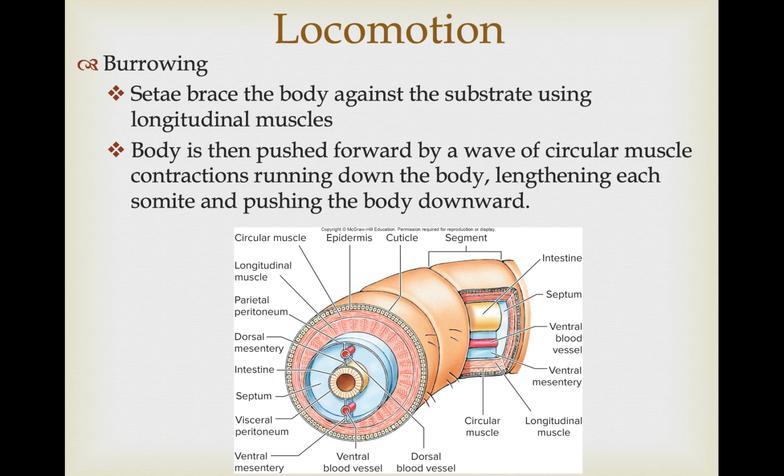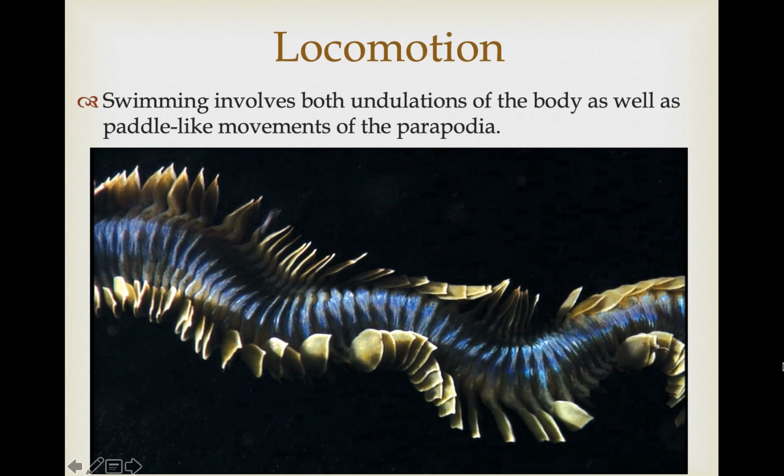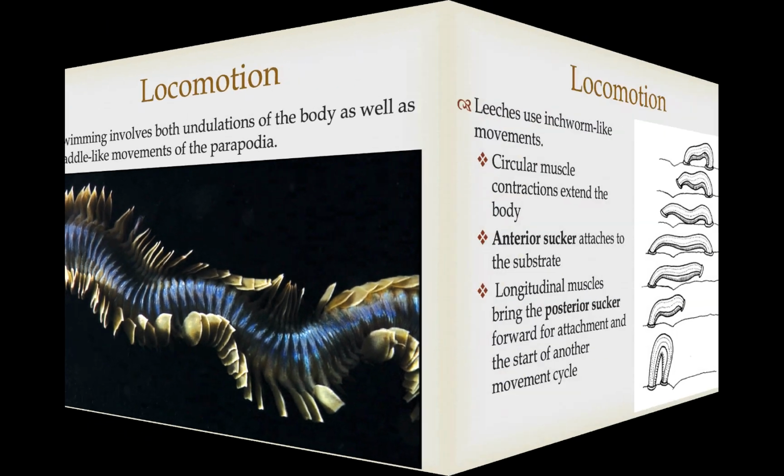Then those setae would attach, and then the body would then be pushed forward by a wave of circular muscles that would cause those somites to lengthen and push forward and allow them to burrow into the soil or sediment. Some of these marine worms can also swim quite agilely by very detailed control of undulating parts of their body itself, and then also some paddle-like movement of the individual parapodia.